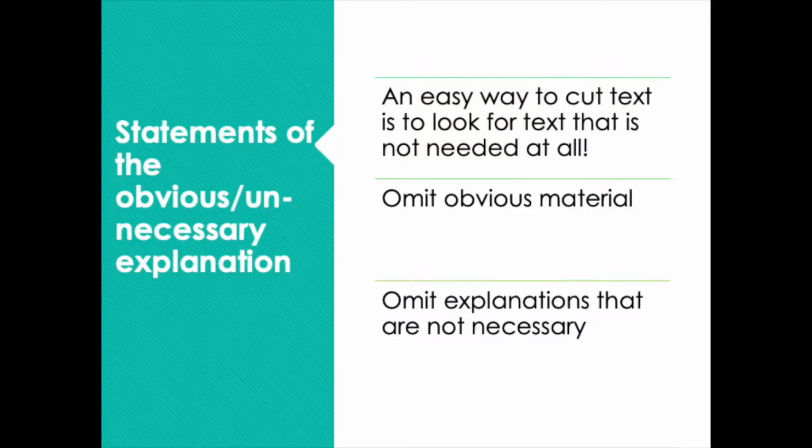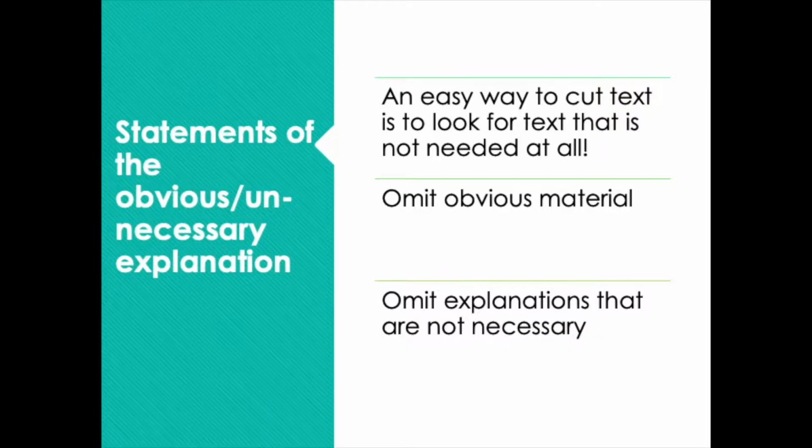All right, so another thing I would recommend that you do to make your writing more concise is to look for statements of the obvious and unnecessary information. So whenever you find statements of the obvious, you can cut those. That's an easy cut. And also irrelevant information. You can cut sentences to entire paragraphs by finding irrelevant information and just taking it out. So this is an easy way to cut text. So just omit obvious material and omit any explanations that you have written that are not necessary.